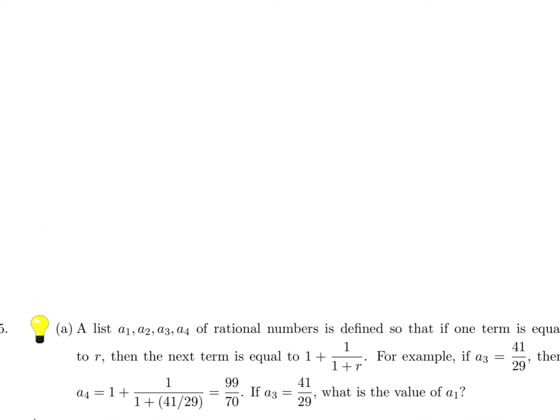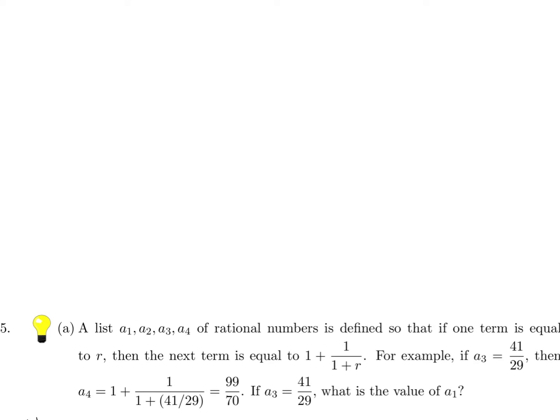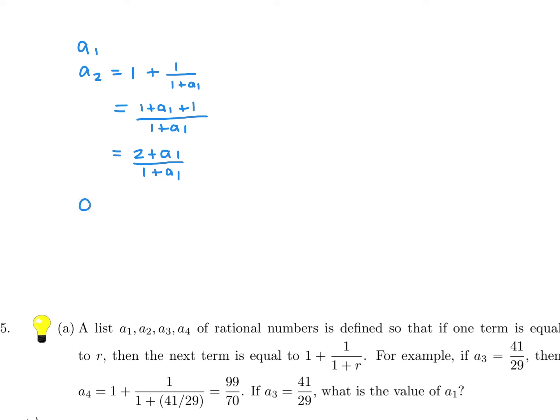All right, so we will use the definition to figure out A1. Well, A1 we don't know, but A2 we know. In terms of A1, according to their formula, it's 1 plus 1 over 1 plus A1. And then we'll simplify this a little bit: 1 plus A1 plus 1 over 1 plus A1, and that is 2 plus A1 over 1 plus A1. Got it? Okay, so we use this definition once more to figure out A3.